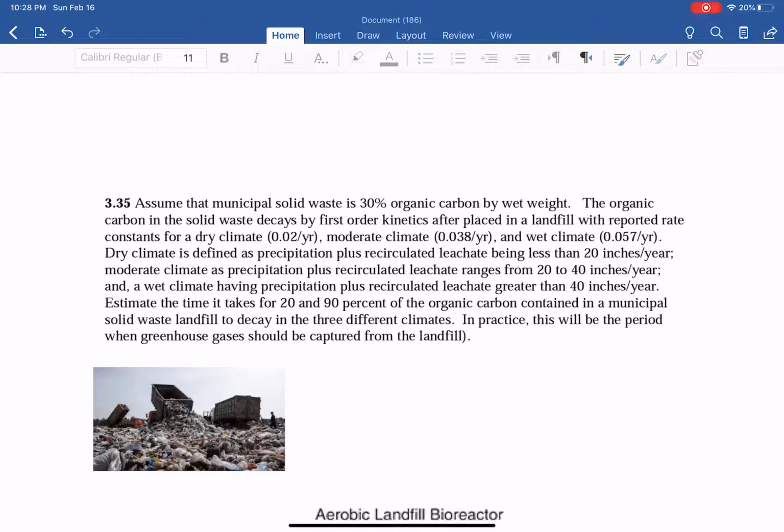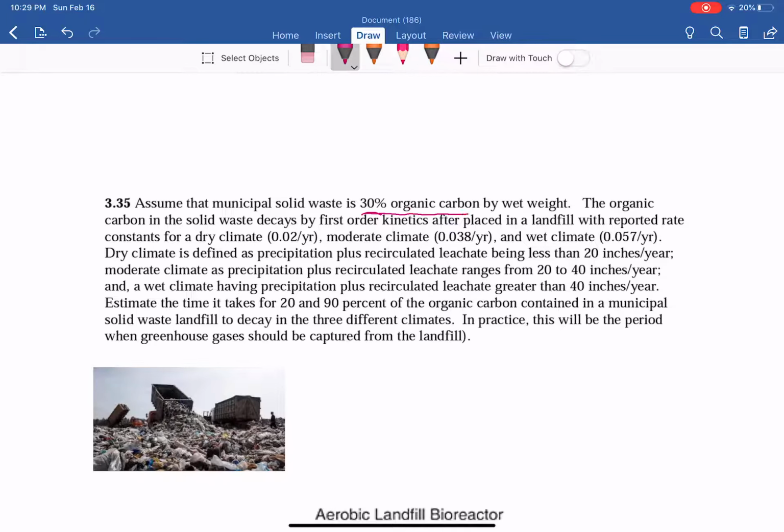Let's look at this problem. Assume the municipal solid waste is 30% organic carbon. So, assuming that it's 30%, the municipal solid waste is 30% organic carbon by wet weight.